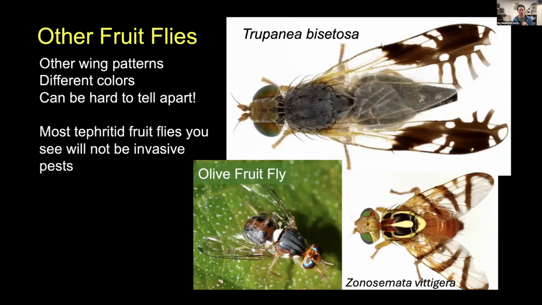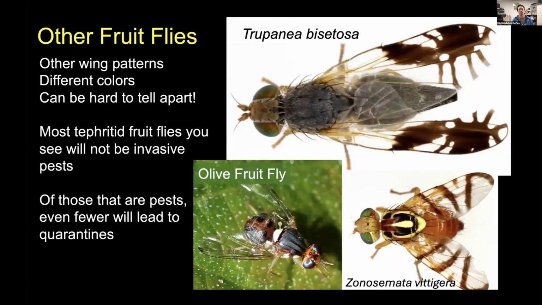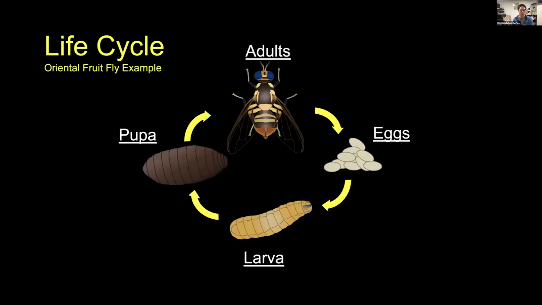The thing to take away from this is that most differentiated fruit flies you see are not going to be invasive pests. And of those that are pests, even fewer of them are going to lead to the quarantines that we're about to talk about. So again, just because you see something that looks like one of these doesn't mean you should necessarily be freaking out. You should be vigilant for stuff, but be aware there's lots of opportunities for misidentification. So be vigilant, but don't worry too much if you start seeing flies that look like this around.